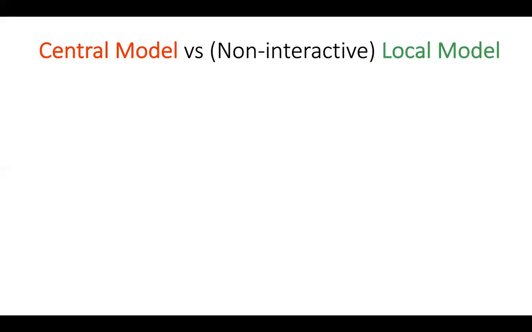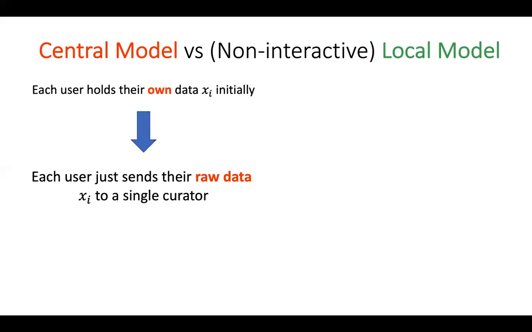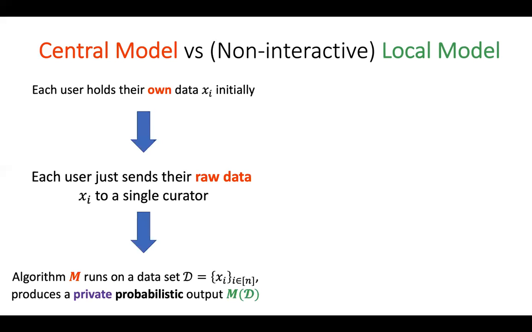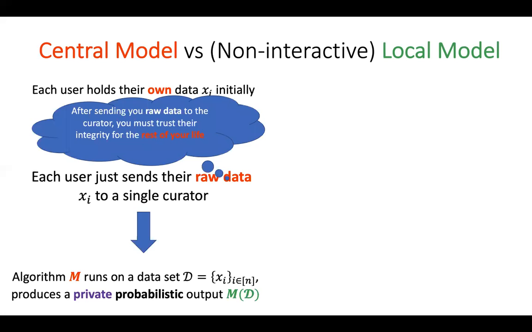There are two ways to apply DP in the distributed setting. The first one is the central model, which is the most naive one. Each user holds their own dataset xi initially, and then they just send their raw data xi to a single curator. And then they run the algorithm M on the collected dataset. The downside of this model is that after sending your raw data to the curator, you must trust their integrity for the rest of your life. It's not hard to imagine that some years later, the database of the curator is hacked and your data is leaked. In fact, such an information leakage is happening all the time. So that's a price to pay for this trust.